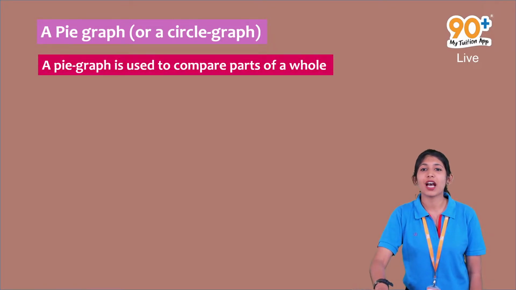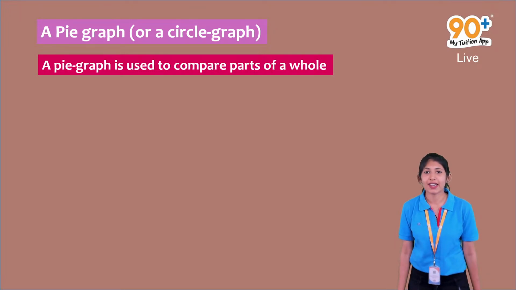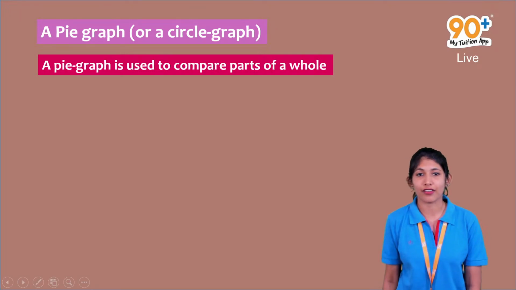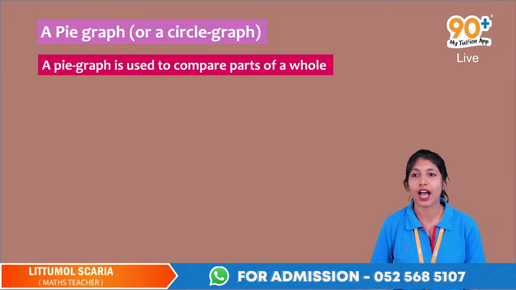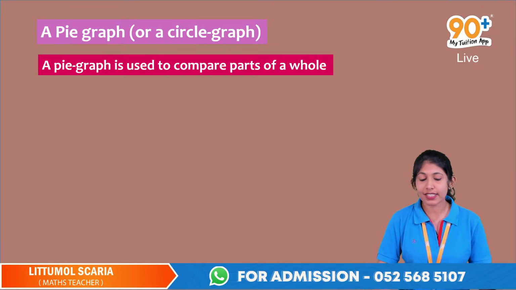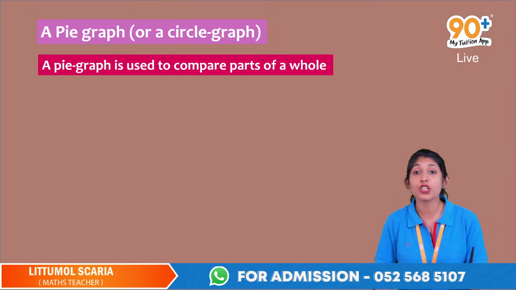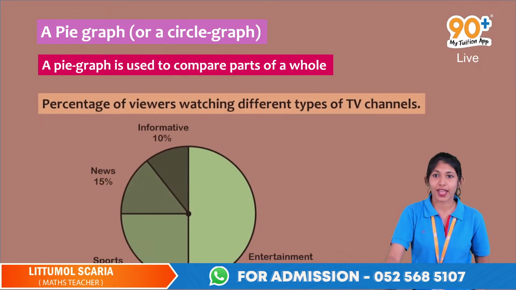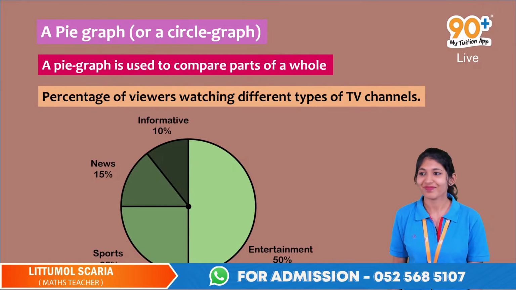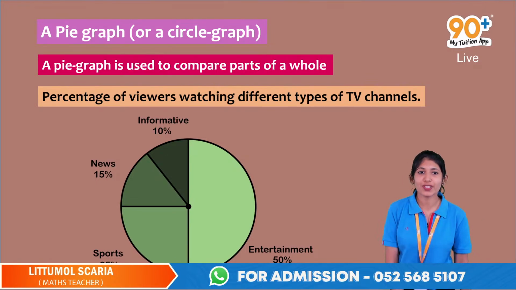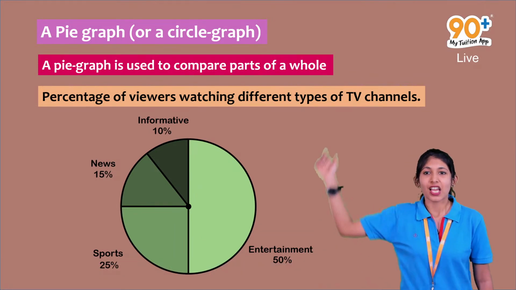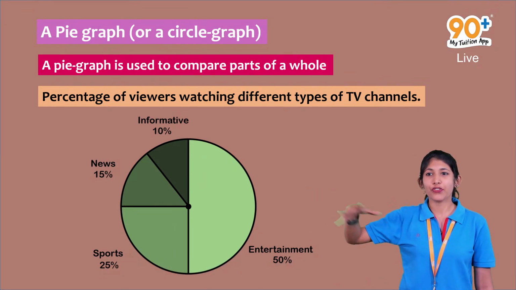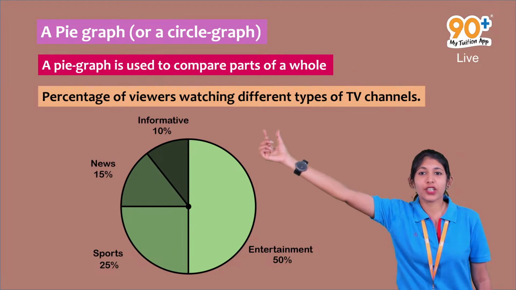So now the third kind is a pie graph or a circle graph. A pie chart or a circle graph is used to compare parts of a whole. So when do you use a pie chart? I have told you. When do we use it? For example, if you are asked, here you can see an example.